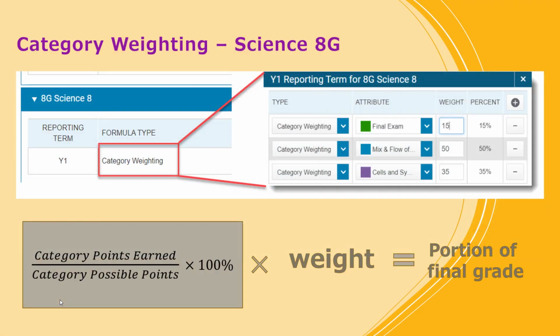Jocelyn's class is set up as category weighting. When we use category weighting, we assign broad classifications for assignments, such as the type of assessment task, like homework and tests, or by unit, as in our example today. Each category is assigned a weight to determine how it contributes to the final grade. The percentage of points the student earns for each category is multiplied by the weight.